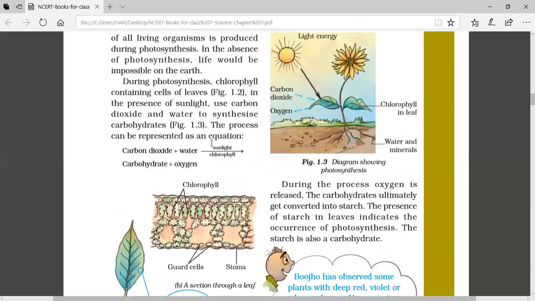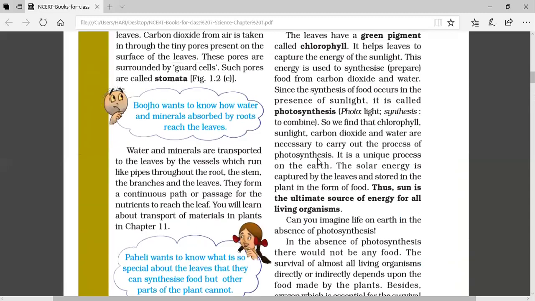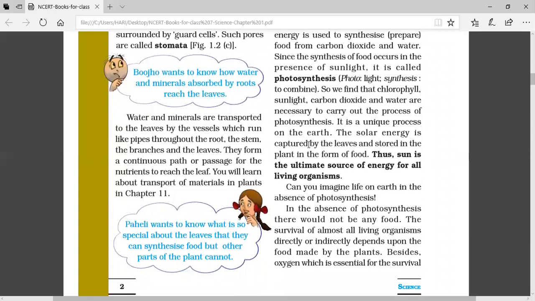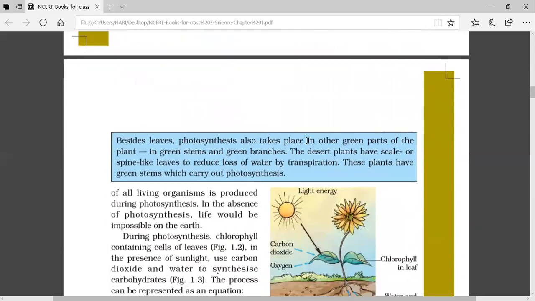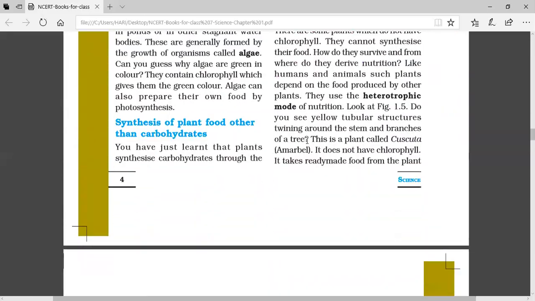Now, leaves contain a green pigment called chlorophyll. This chlorophyll absorbs sunlight. As photosynthesis or the preparation of food can take place only in presence of sunlight, it is an important component for it. Thus, using water and carbon dioxide, green leaves prepare food in the form of carbohydrates in presence of sunlight and chlorophyll. And oxygen is released during this process. This process is called photosynthesis. Photo means light and synthesis means to prepare.